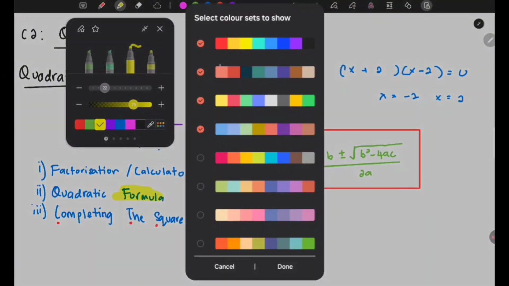What color should I choose this time? Okay, ignore this, take this.